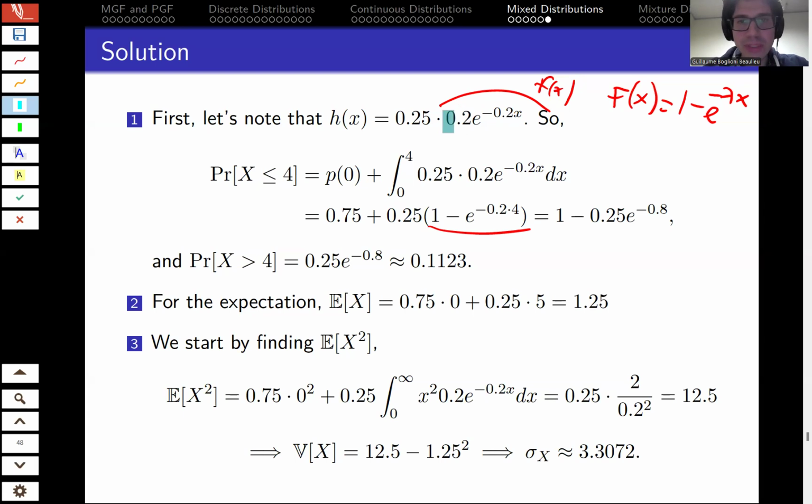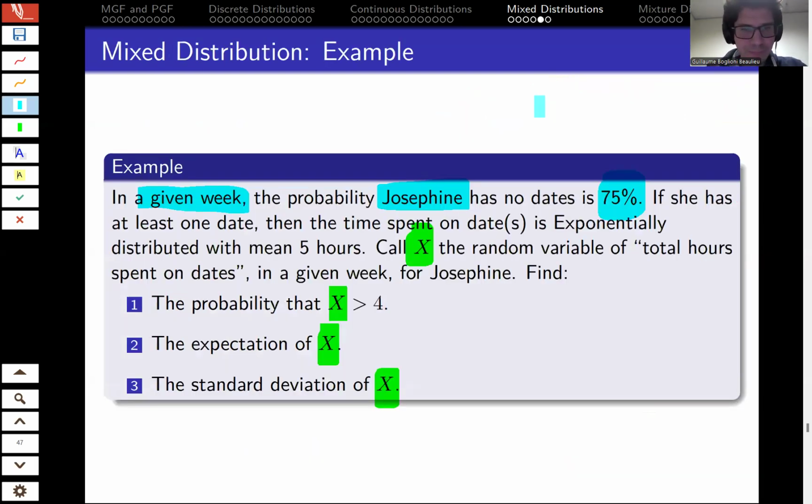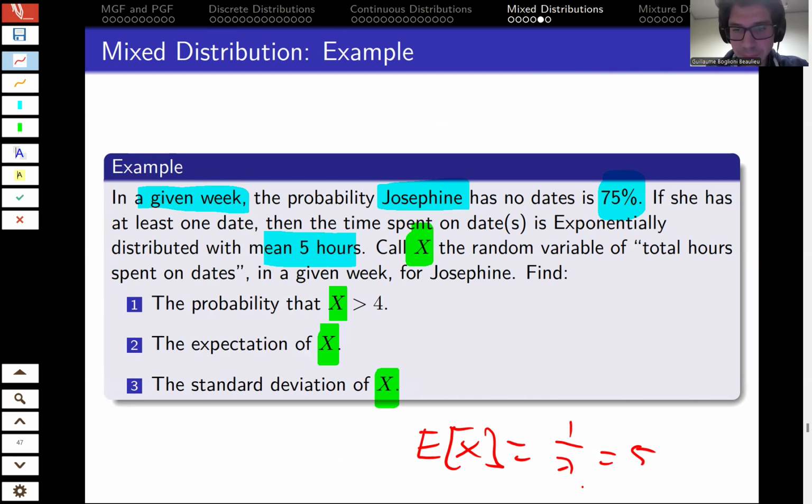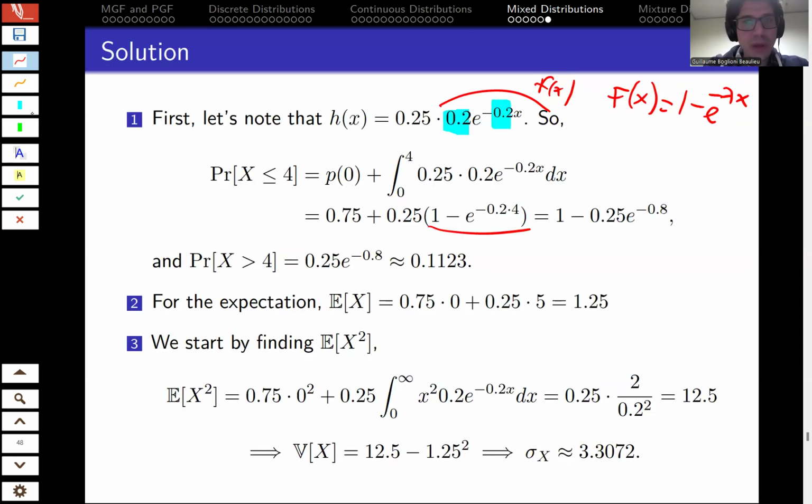Sorry, I didn't say why, but 0.2 is because we know the mean, right? We know that there's a mean of 5 hours, so we know that the expected value of x is, in the case of an exponential, 1 over lambda. If this is 5, obviously it means that lambda is 0.2. So we have our 0.2 over here and our 4 here, which corresponds to the little x there. And you get to this numerical value. You can also compute it with your calculator to get to this value expressed in decimals.